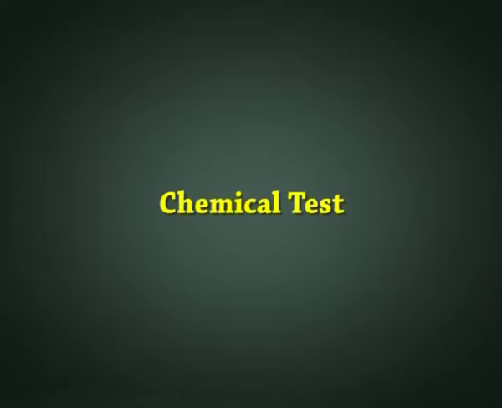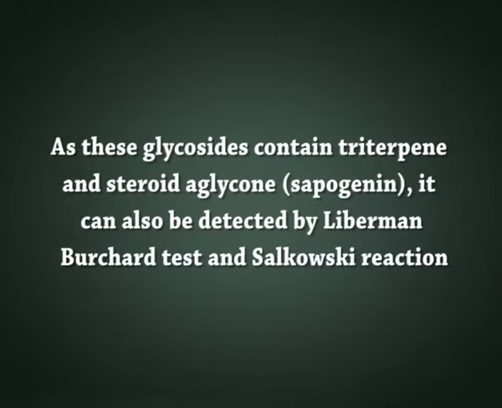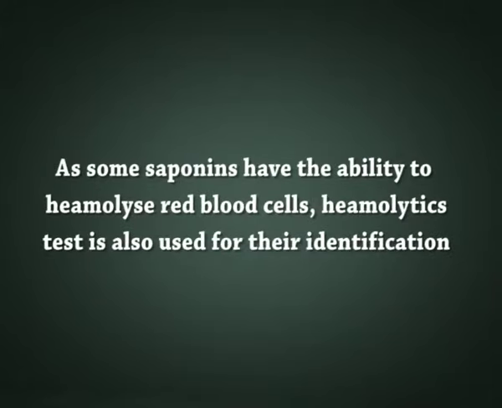Now let's see the chemical tests which are used for the identification of saponin glycosides. The simplest and easiest test to identify the presence of saponin glycoside in crude drugs is the foaming test. Formation of a stable and persistent foam with water signifies the presence of saponin in the drug. As these glycosides contain triterpene and steroid aglycones, they can also be detected by the Liebermann-Burchard test and Salkowski reactions. As some saponins have the ability to hemolyze red blood cells, the hemolytic test is also used for their identification. Now let's look at the various procedures of these tests.